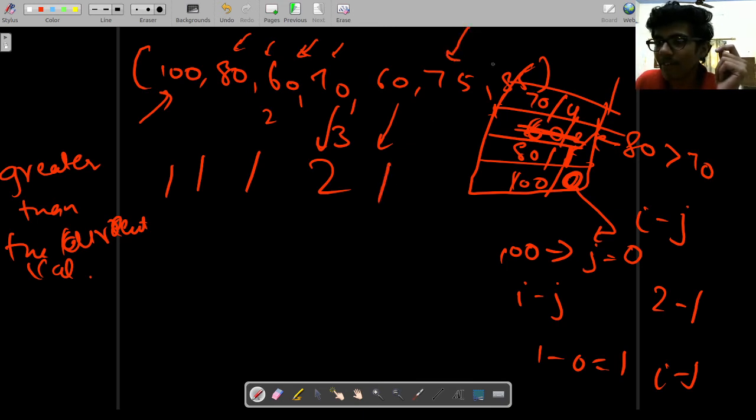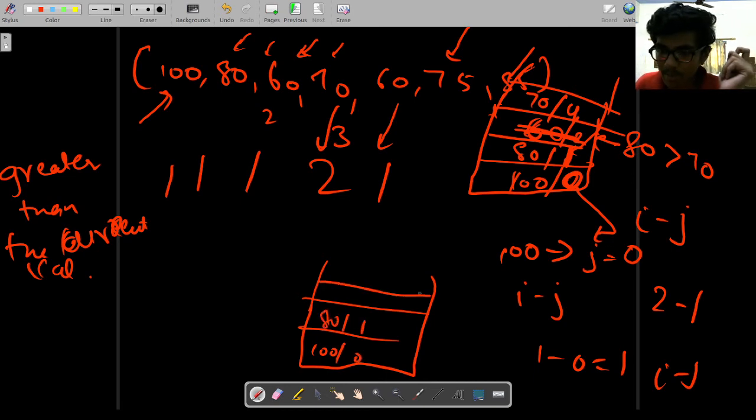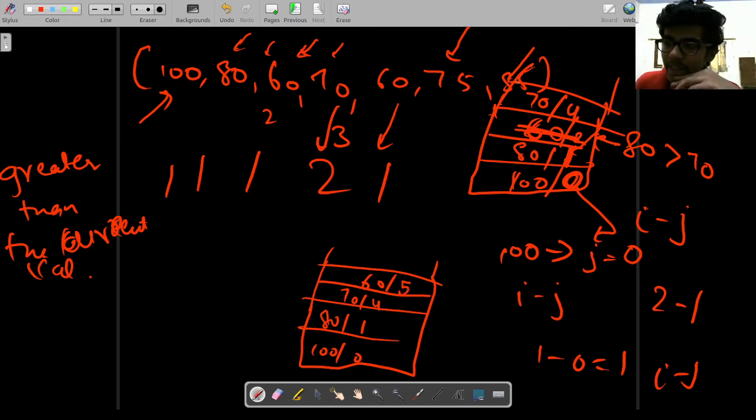For 75, when I calculate, 60 will be pushed in. So my stack will be like this. My 100 is present with the value 0. 80 is present with the value 1. Now my 70 is there with the value 4. Now I insert 60, which has a value of 5, right? So I see that my 75 is greater than this. Pop. Again, pop.